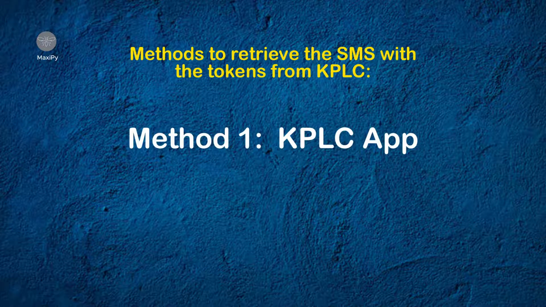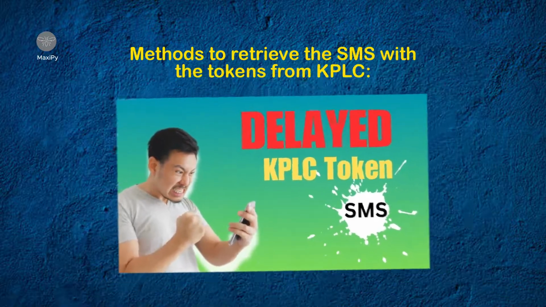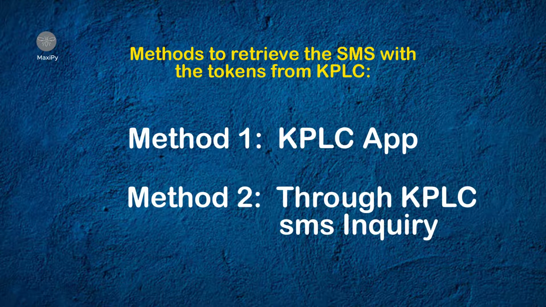There are two ways to get the token SMS. Through the KPLC app, make sure you check the tutorial out on this channel. And number two, the second method is getting the actual SMS resent to your phone, which we are going to discuss in this tutorial step by step.